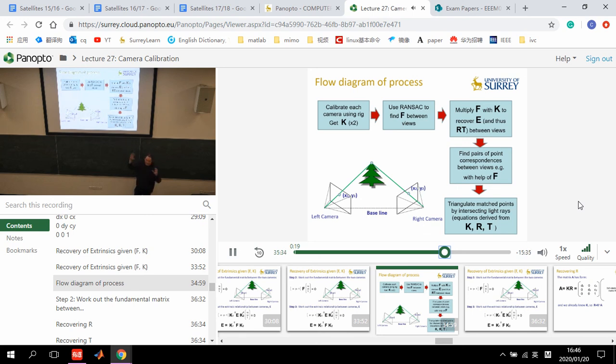You then take your pair of views and estimate your F using a weak calibration process, like the 8-point algorithm, or a robustified version of that, like the RANSAC version of it, which we covered.